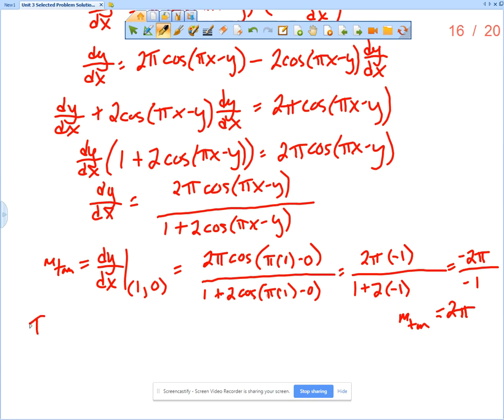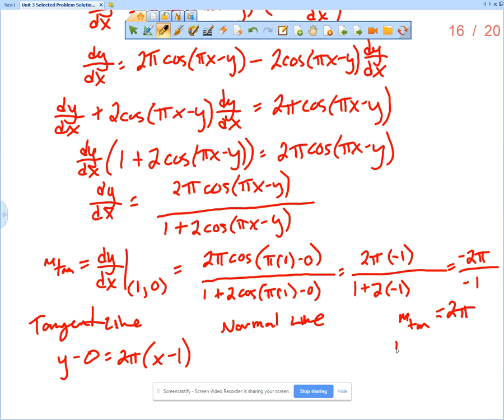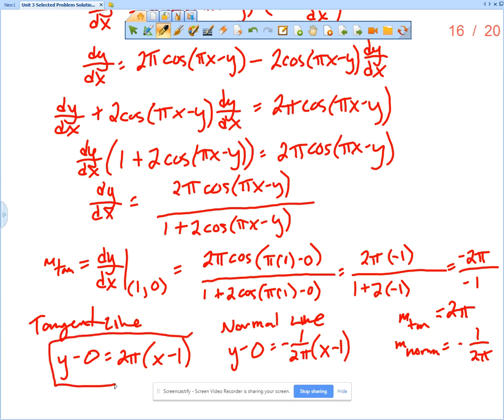Now the equation of the tangent line: y minus 0 equals the slope of 2 pi times x minus 1. And then the equation of the normal line. Remember, we need to consider the slope of the normal line, which would be the opposite reciprocal of 2 pi. That would be negative 1 over 2 pi. And so we get y minus 0 equals negative 1 over 2 pi times x minus 1. And so that is the equation of the tangent line and the equation of the normal line.